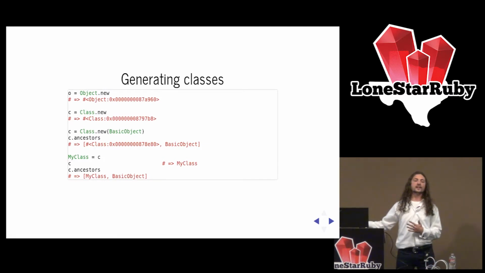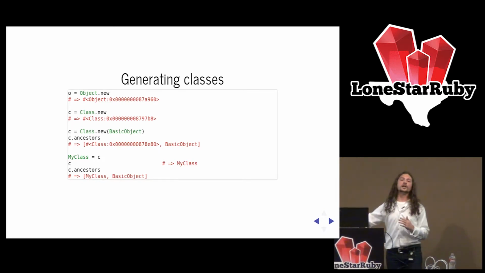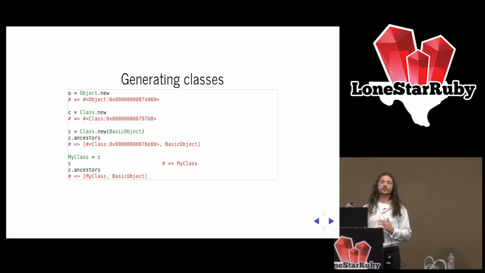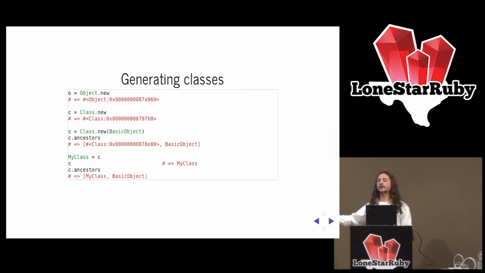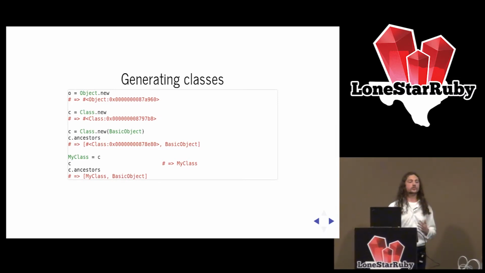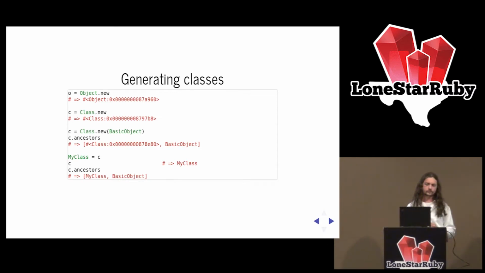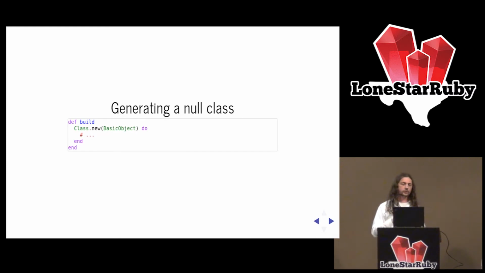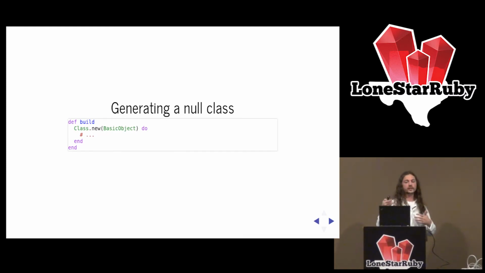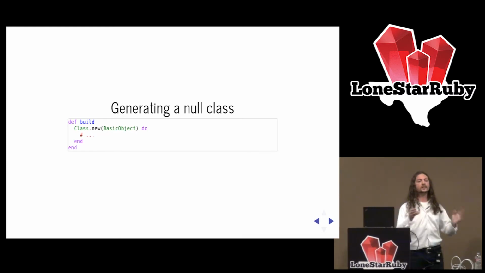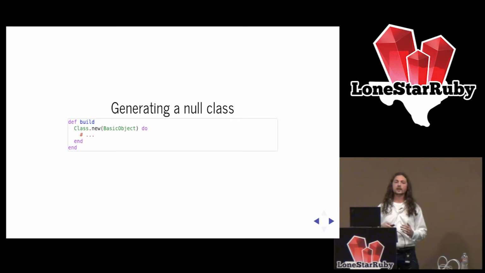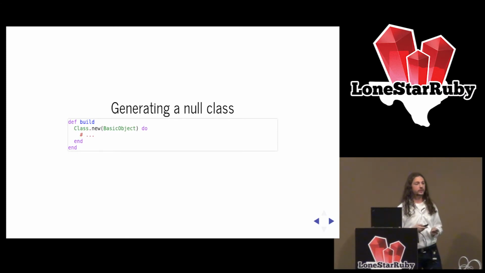Now, when we generate classes in this fashion, they come out anonymous. They come out kind of ugly. They don't have a name. They just have a number. But the first time we assign one to a constant, it takes on the name of that constant. And from then on, it knows its own name. And this is a little bit surprising at first, but it's very, very convenient. So this is the first part of generating a null class. It's going to be just class.new, and we're going to pass in our base classes. We're going to base these on basic objects.